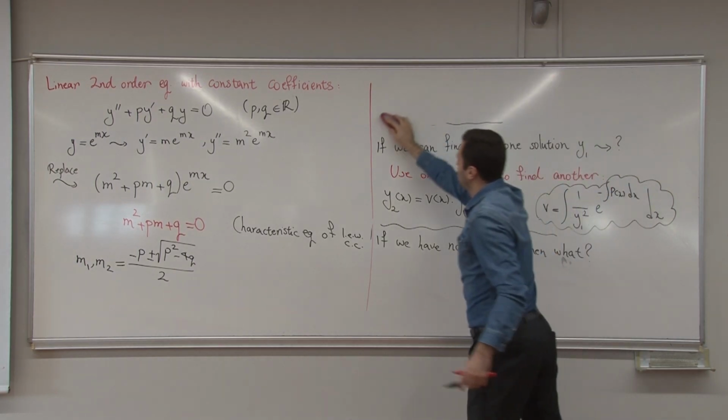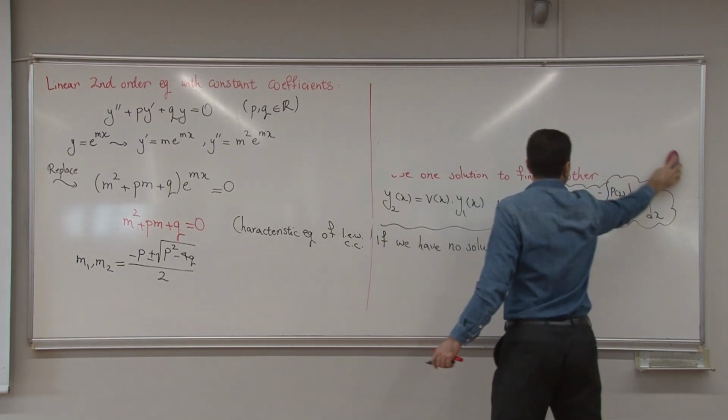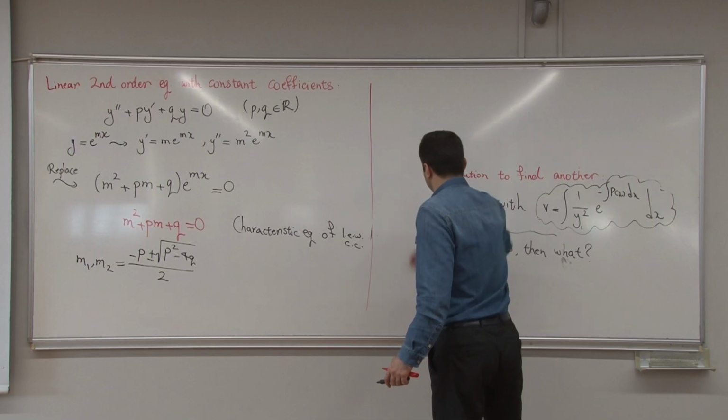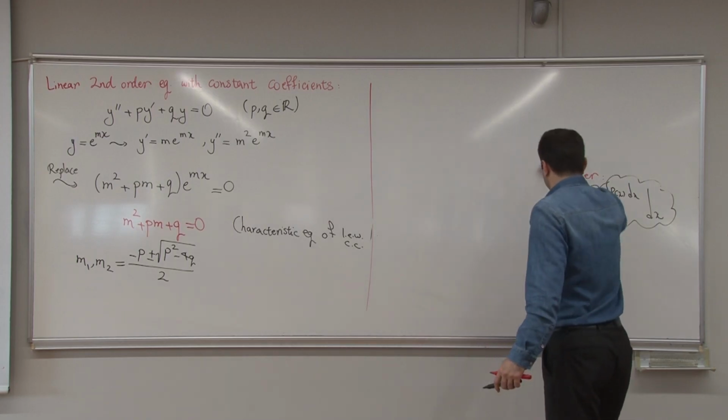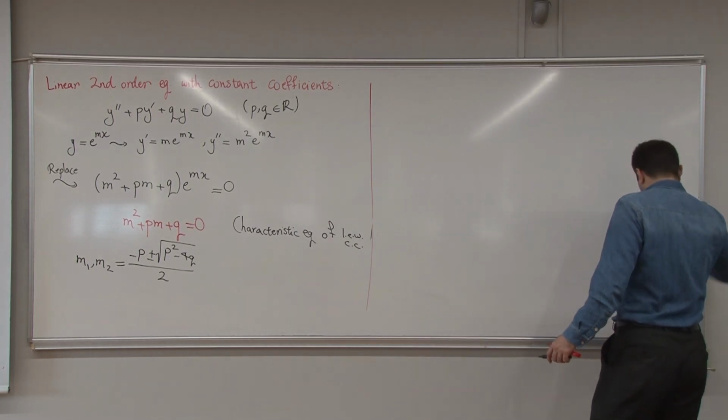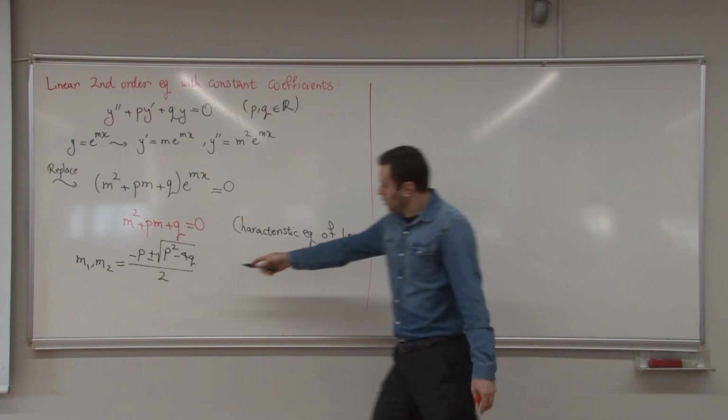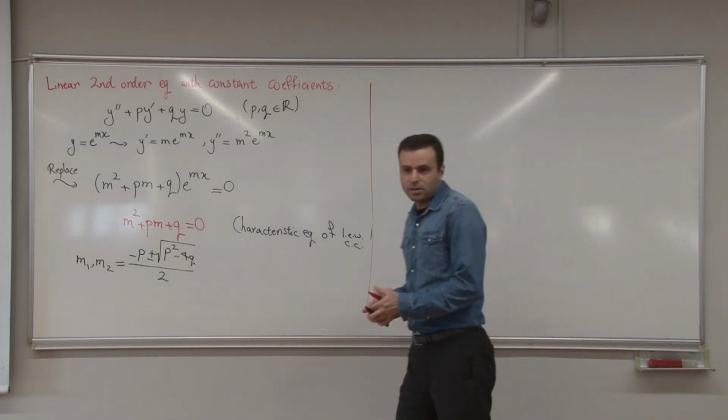What were the cases, then, if this kind of thing happens? If b squared minus 4q is positive, if it's 0, if it's negative. Yes. We can have 3 different cases right here.